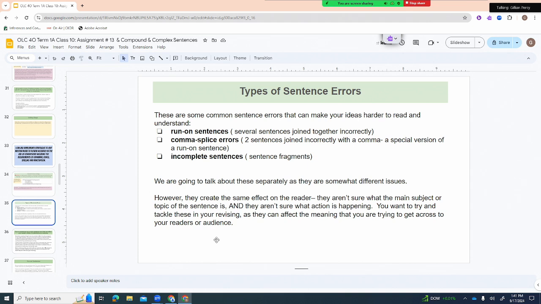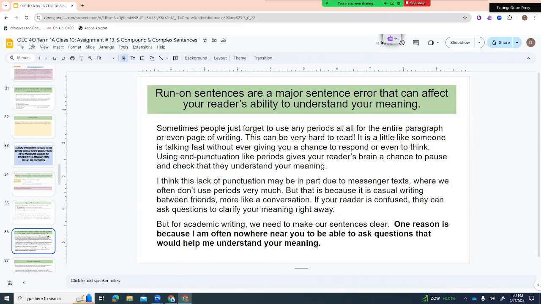I'm going to talk about these separately because they're different issues and you fix them in different ways. But I've grouped them together because they all have the same effect on the reader. When you make these kind of mistakes, the reader isn't sure what's the main subject, what's the topic, and it can make it unclear what action is happening. So you do want to try and tackle these in your revising because it can really affect the meaning you're trying to get across to your readers or your audience.